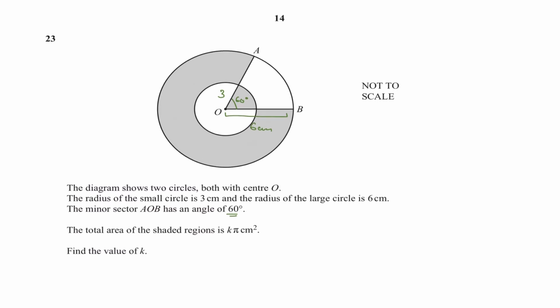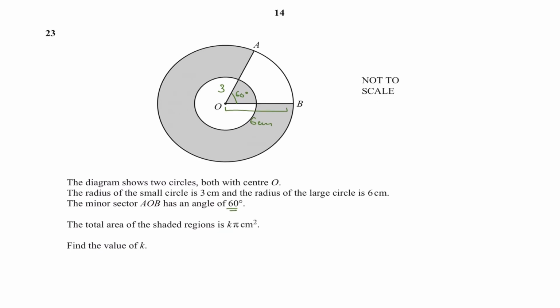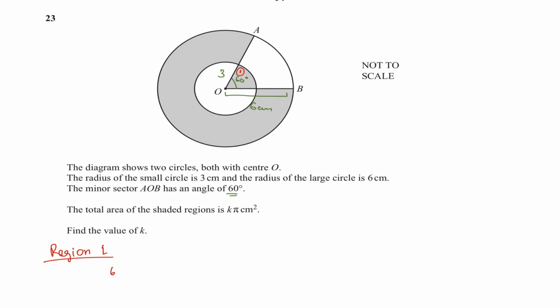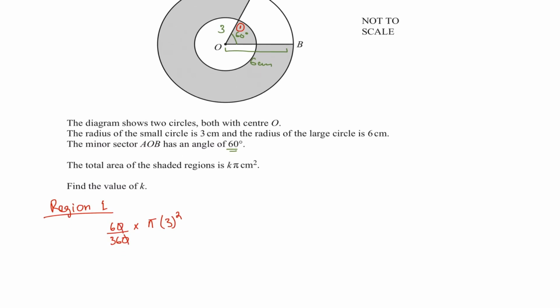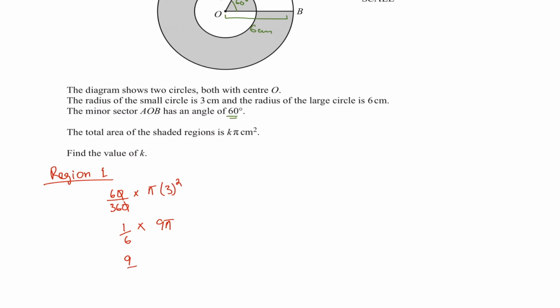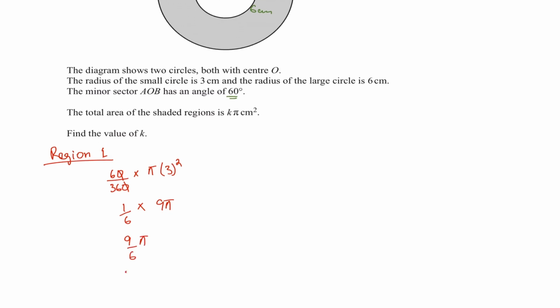Alright, so we start by calculating the area. What I'll do is I'll number the shaded regions. So we'll start by figuring out what the area of region 1 is going to be equal to. Region 1 is simply a sector. And how do you calculate the area of a sector? Theta upon 360 multiplied by pi r squared, so 3 squared. So 60 upon 360 when simplified is 1 upon 6, multiplied by 3 squared, which is 9 pi. So 9 upon 6 pi is going to be my answer. Let's simplify this. So this is going to be 3 upon 2 pi.